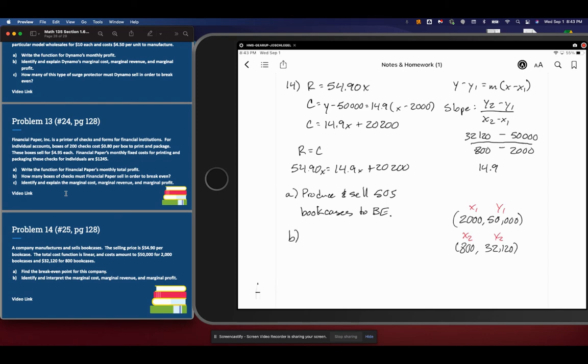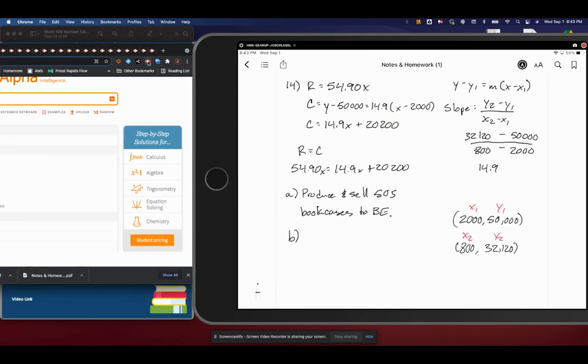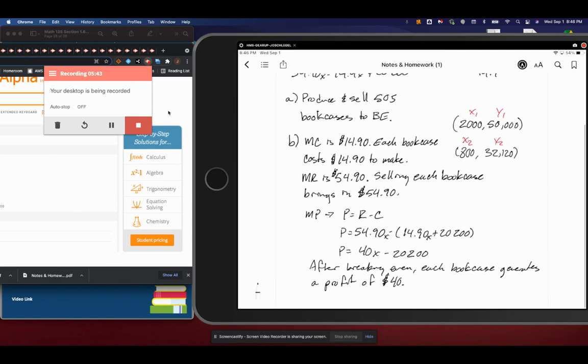And then part B, everyone, I will go ahead and pause this and be back with an explanation of the marginal revenue, marginal cost, and marginal profit in just a moment. So after all that, it did turn out that I needed a profit function after all. And so our marginal cost is $14.90, meaning that each bookcase costs $14.90 to make. Marginal revenue is $54.90, meaning that selling each bookcase brings in $54.90. And the one that we care about the most, marginal profit, is $40, which means that after breaking even, the company makes a profit of $40 for each bookcase.